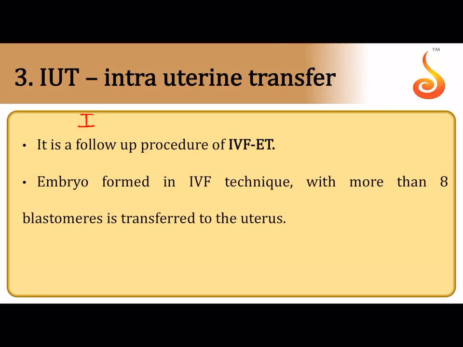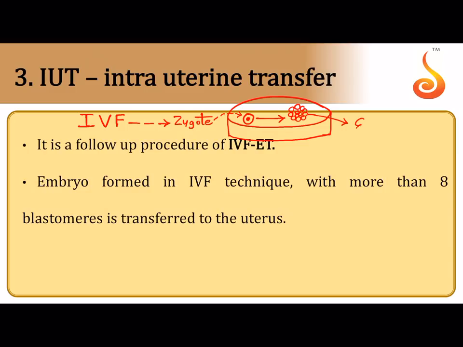The third one is again a modification of IVF-ET. So what did we get in IVF-ET? I'm going to show you again. In vitro fertilization, we got a zygote, the product of in vitro fertilization. Now what you're going to do is allow the zygote, which is sitting inside the petri dish, to develop into an embryo. You're incubating it. Now this embryo has more than 8 blastomeres. See the difference.